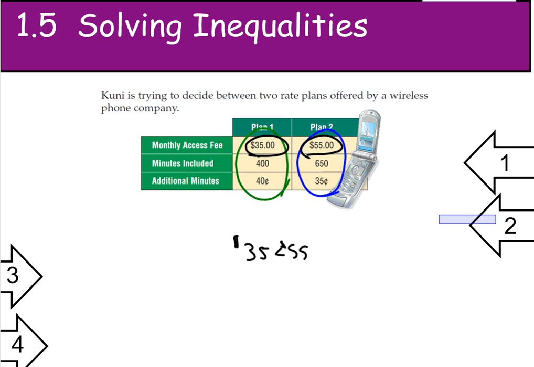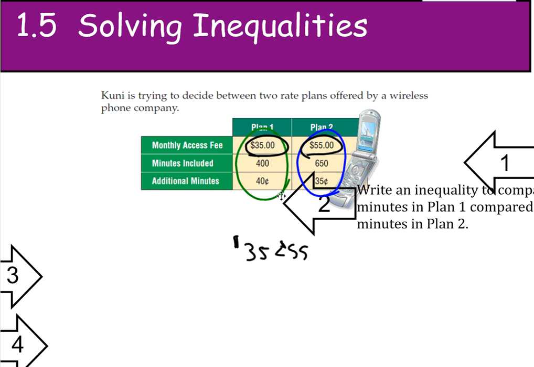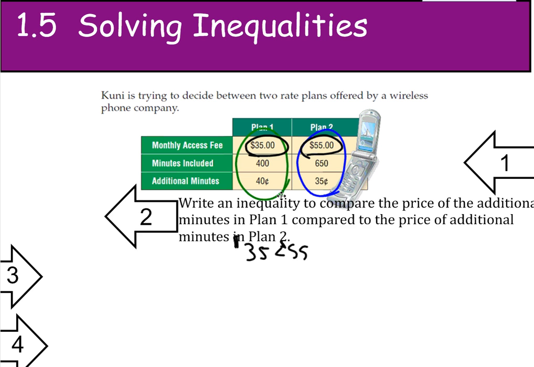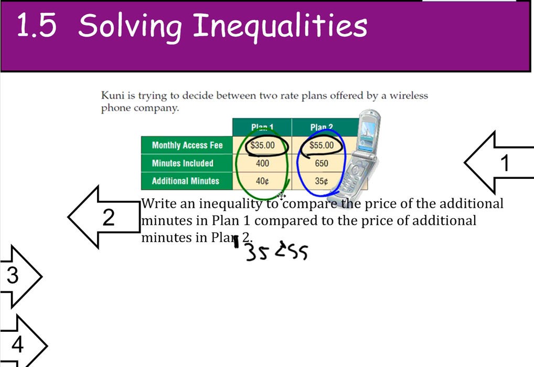Number 2, write an inequality to compare the price of the additional minutes in plan 1 to the additional minutes in plan 2. So as we start to look at this, plan 1, additional minutes are 40 cents. Plan 2, additional minutes are 35 cents. So an inequality to represent that is going to be this. So this is just going to be 35 cents a minute for plan 2 is going to be less than 40 cents a minute for plan 1.